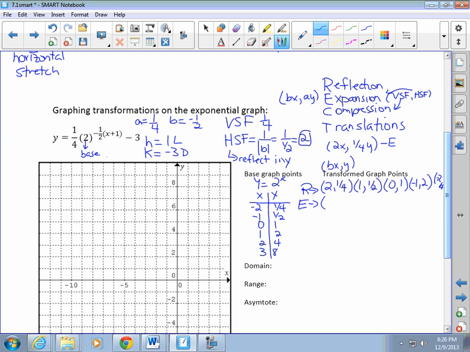So 2 times 2 is 4. 1/4 times 1/4 is 1/16. 2 times 1 is 2. 1/2 times 1/4 is 1/8. 2 times 0 is still 0. 1 times 1/4 is 1/4. Negative 1 times 2 is negative 2. 2 times 1/4 is 1/2. And then negative 2 times 2 is negative 4. 4 times 1/4 is 1.